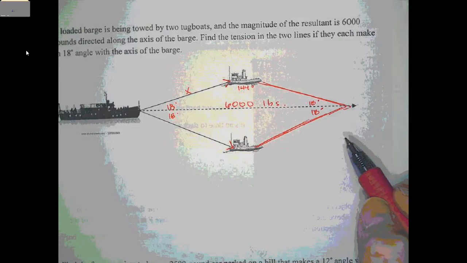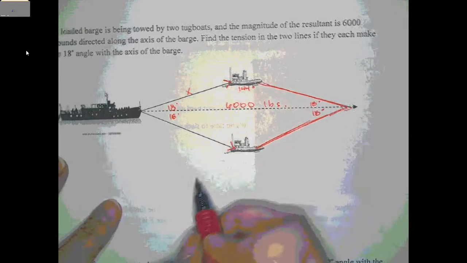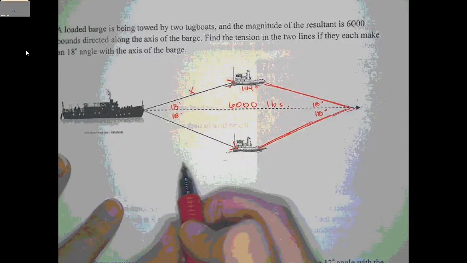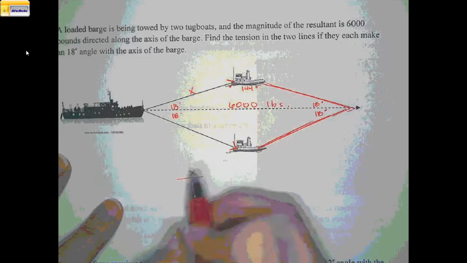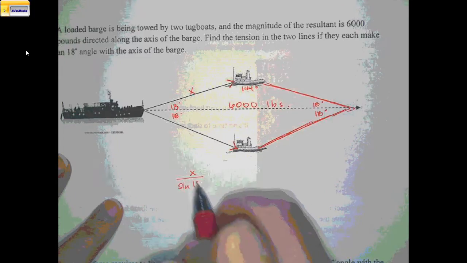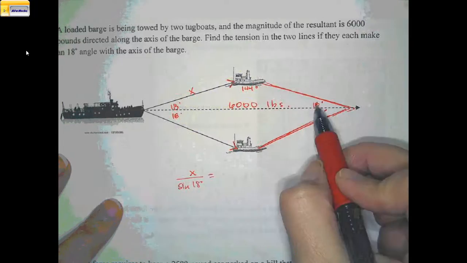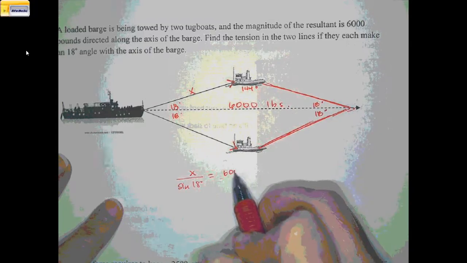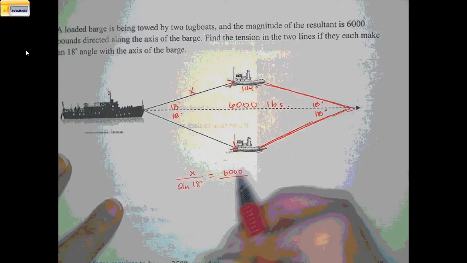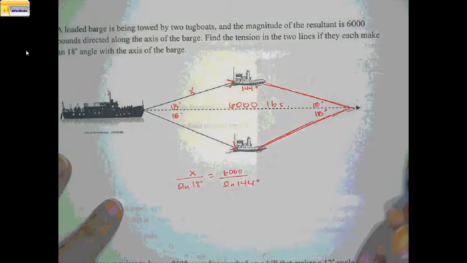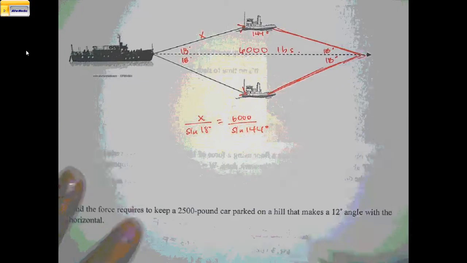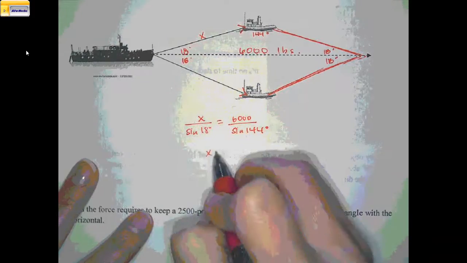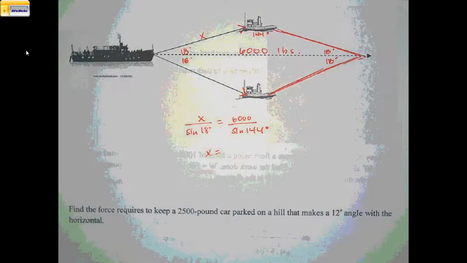Can we do law of sines? Sure. So we have x over sine of 18 degrees. X over sine of 18 is 6,000 over sine of 144 degrees. Multiply both sides by sine of 18 and let's see what we get.